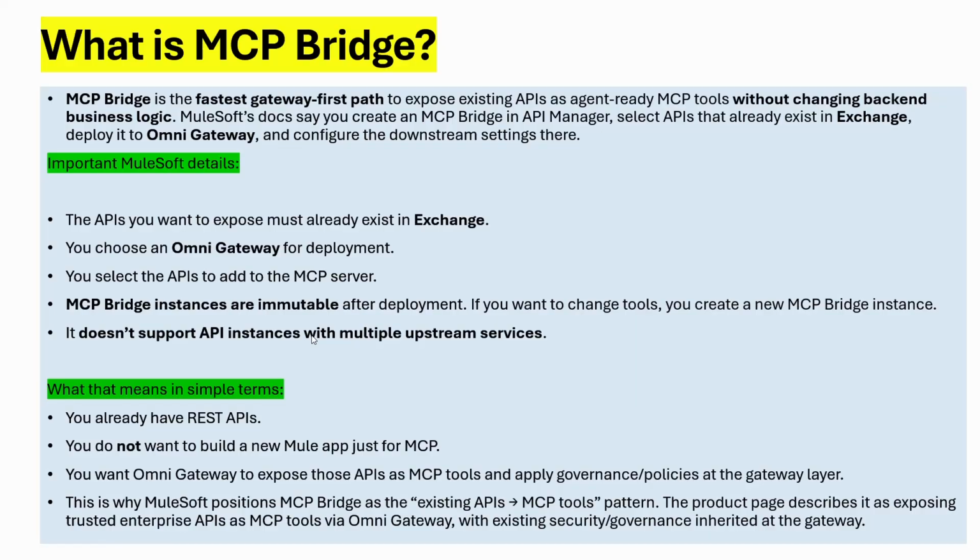You can go through the previous video, understand how to create the Omni Gateway, and then you can create the MCP Bridge. MCP Bridge instances are immutable after deployment. It means once you create the MCP Bridge, you cannot edit the tools or anything later. Once you create it, that's it. You can delete it and create a new MCP Bridge. That is the only option. So while creating the MCP Bridge, you need to make sure what different tools you want to expose, with all the required details. Otherwise, it will not allow you to change later.